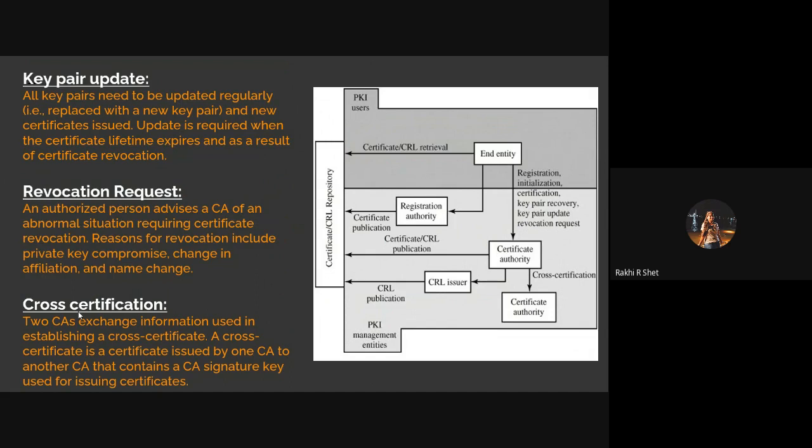Then cross certification. So consider two users who want to exchange their public keys, and they come from two different certification authorities. Suppose x1 is one certification authority, and x2 is one more certification authority. So user A will take the certificate from x1. Similarly, user B will take the certificate from x2, and they will exchange their certificates.